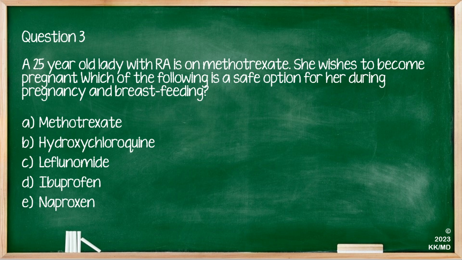Question 3. A 25-year-old lady with rheumatoid arthritis is on methotrexate. She wishes to become pregnant. Which of the following is a safe option for her during pregnancy and breastfeeding? So your options are methotrexate, hydroxychloroquine, leflunomide, ibuprofen, and naproxen. And the correct answer in this case is hydroxychloroquine, which is the only pregnancy-safe medication out of those 5. We will be talking further about ibuprofen and naproxen in a later episode.